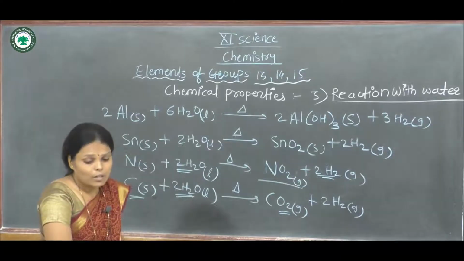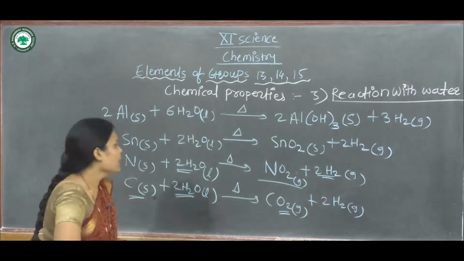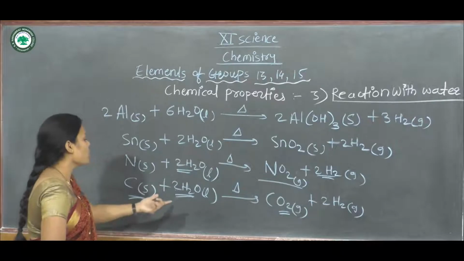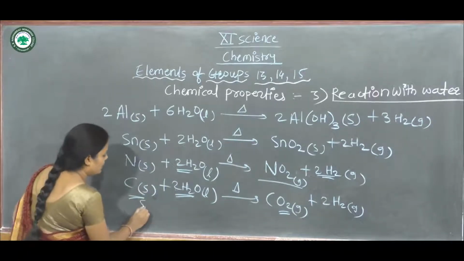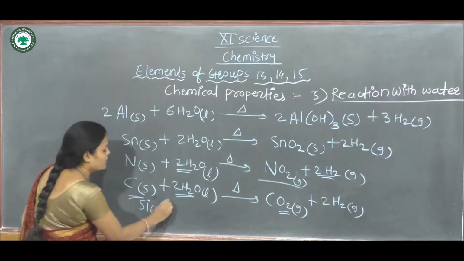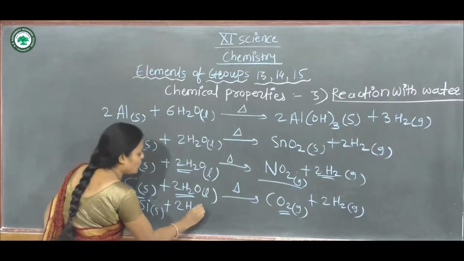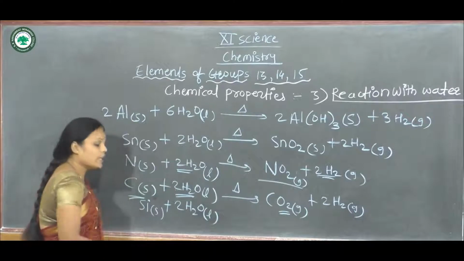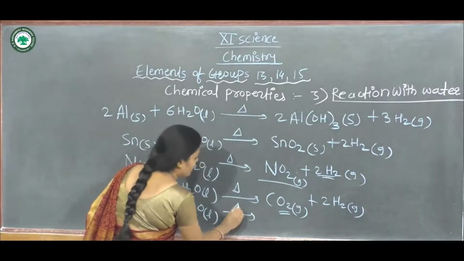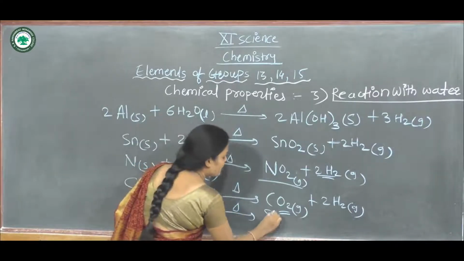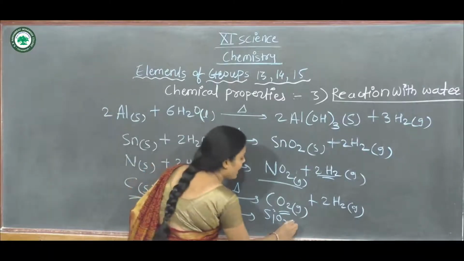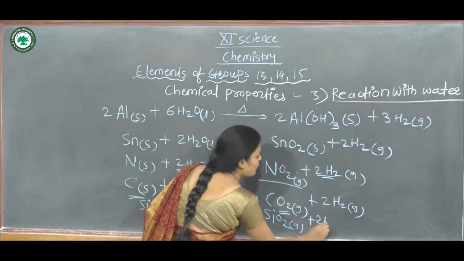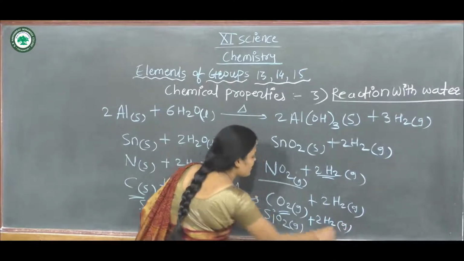Silicon is a group 14 element, and it reacts with water molecules to form silicon dioxide. Here, solid silicon reacts with two molecules of liquid H2O in the presence of heat, and then SiO2, silicon dioxide, is formed, along with 2H2 gas as the remaining product.